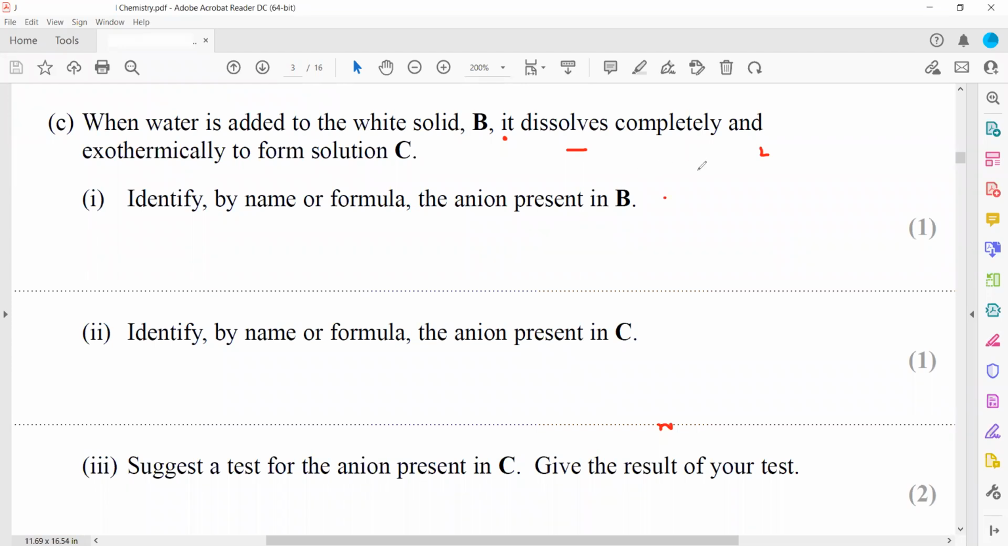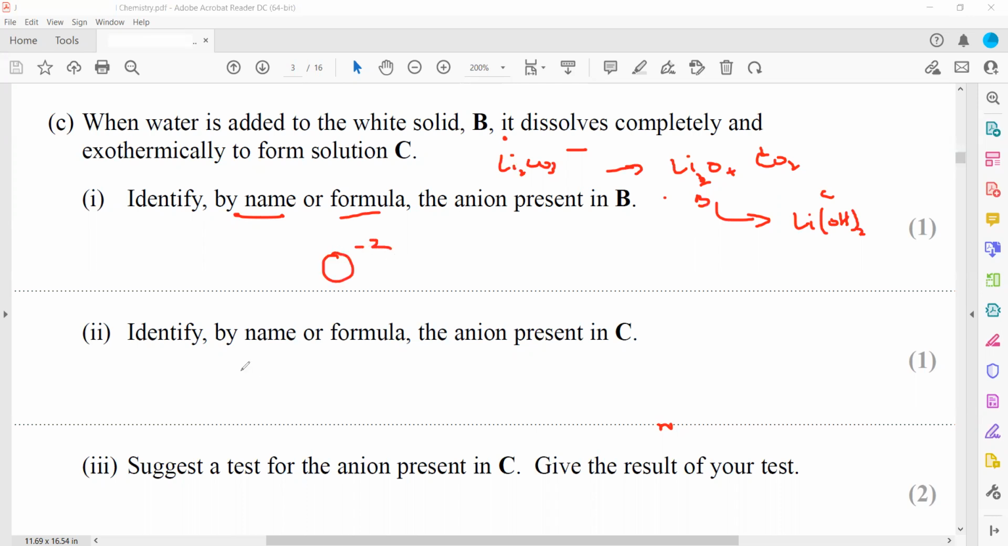Basically, first it was lithium carbonate. When we supply heat energy, it turned out to be lithium oxide and carbon dioxide. That lithium oxide is compound B. In compound B, we add water, it turns into lithium hydroxide, forming an alkaline solution. So identify by name or formula the anion, the negative ion, present in B. It is the oxide ion. And identify the anion present in C. It contains OH, or hydroxide.